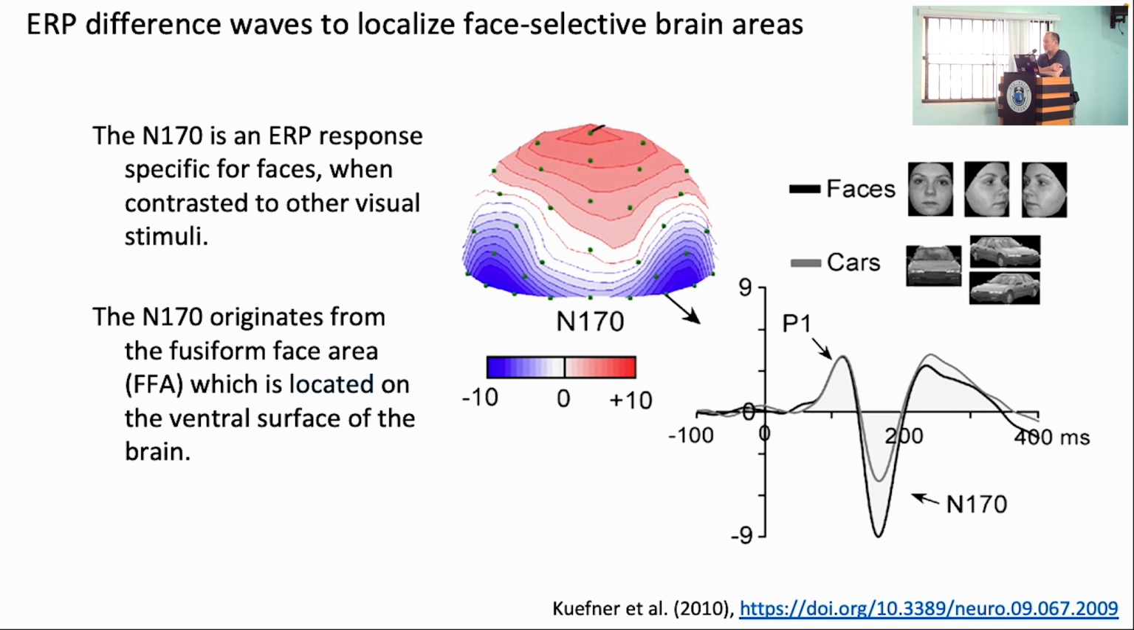This is an example of such a difference wave. I showed this yesterday, and this is a topography of the scalp seen from the back. The difference wave is for faces versus cars, and the activity around 170 milliseconds shows the processing in the brain that is specific for faces. And this activity can then be localized using source modeling techniques, or using fMRI, or using lesion studies to come from the fusiform face area.